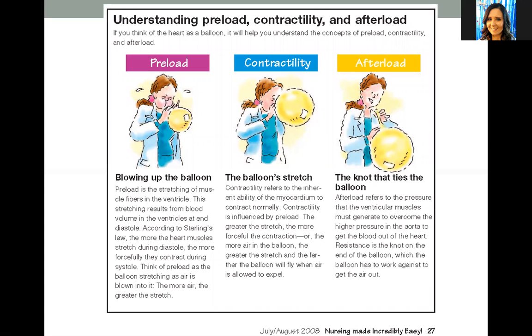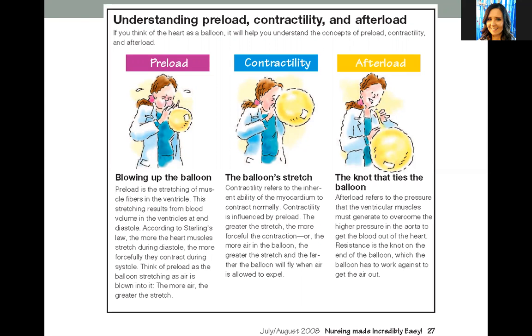Other examples that can decrease our afterload are ACE inhibitors. With ACE inhibitors, they block the conversion of angiotensin 1 to angiotensin 2, and remember that prevents vasoconstriction, so it's going to decrease our systemic vascular resistance and increase our cardiac output, but also decrease our afterload. So if we're vasodilating, we have less resistance that left ventricle has to overcome to shoot blood out of the heart.